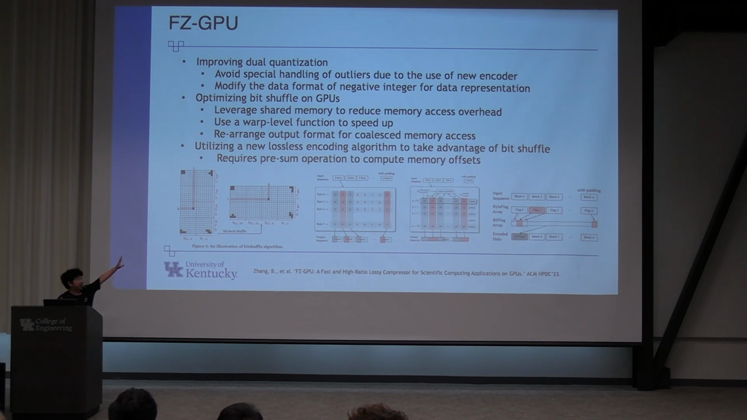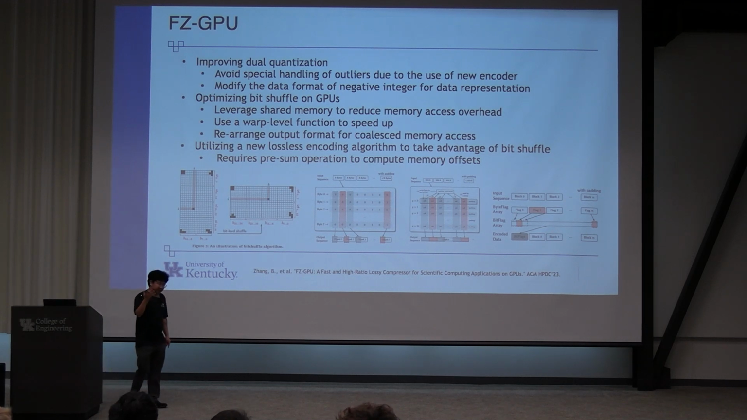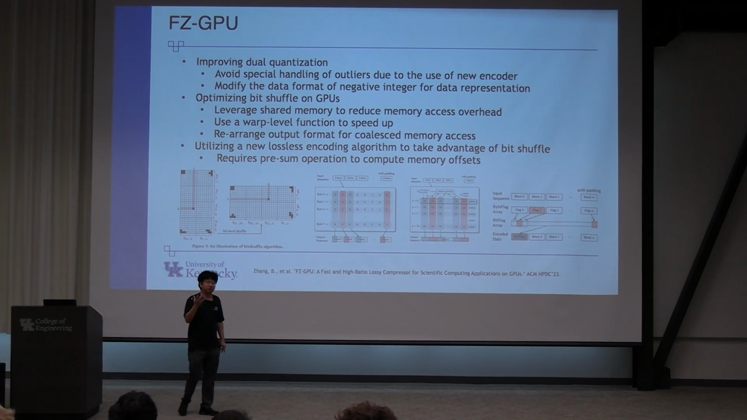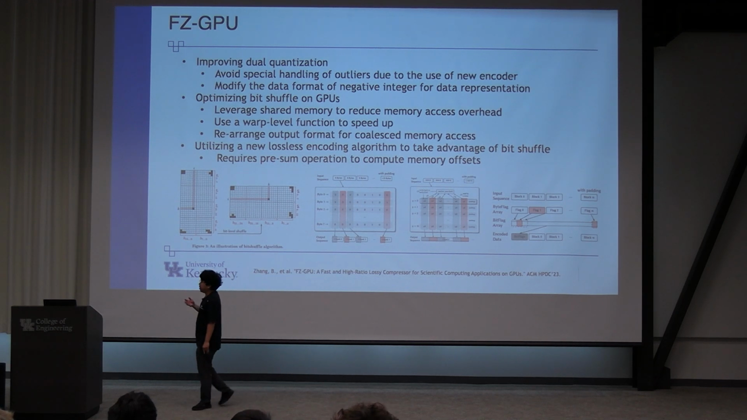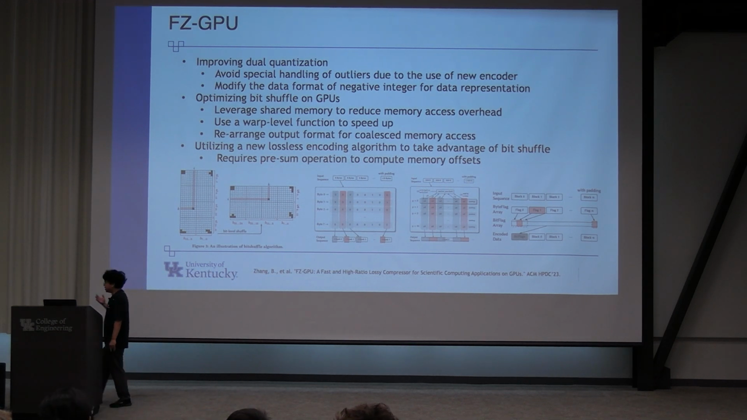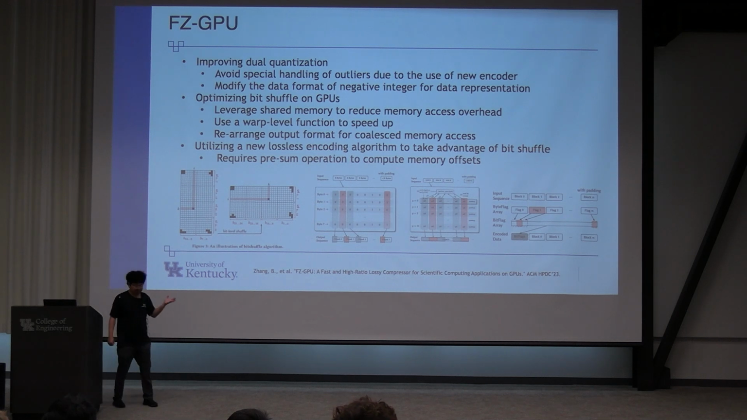We apply several optimizations. The first one is to, again, avoid the special handling of the outliers due to the use of the encoder. Originally, we mentioned the outliers in the Lorenzo predictor. They can lead to warp divergence, which may slow the performance. We optimized it a little bit in QSA plus, but it does not fully eliminate the problem. In FZ-GPU, we fully remedy this problem by leveraging a new encoding design. So we no longer need to process the outliers to get high parallelism.